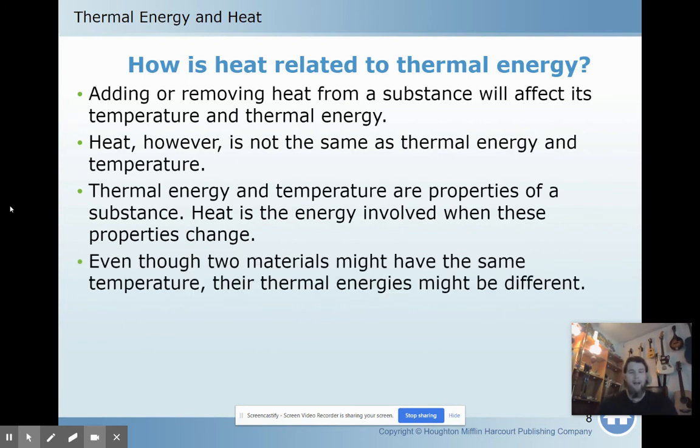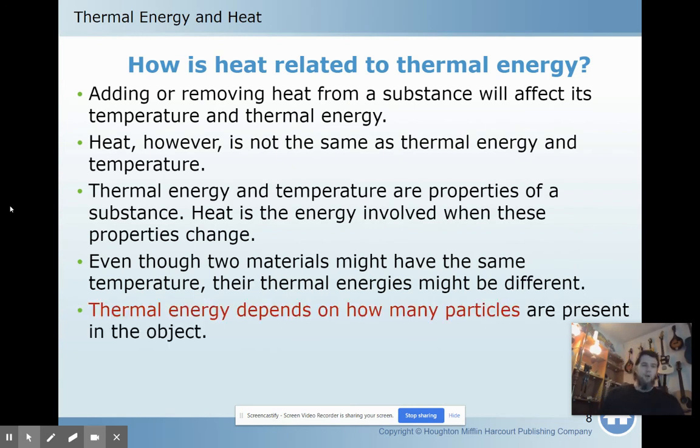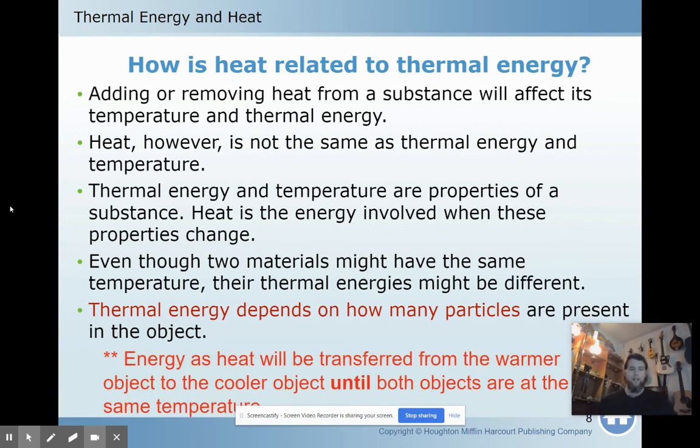Even though two materials might have the same temperature, their thermal energies are going to be different, like we saw with the examples of one of them being larger than the other. Thermal energy depends on how many particles are present in the object. Energy as heat will be transferred from the warmer body to the colder body until both are at the same temperature. So if you had that ice cube sitting in your hand and it starts to melt because the heat from your hand is going into the ice cube, turning it into water, eventually, if you just held it there, that water would become the same temperature as your body. And that's when it's said to be in equilibrium.